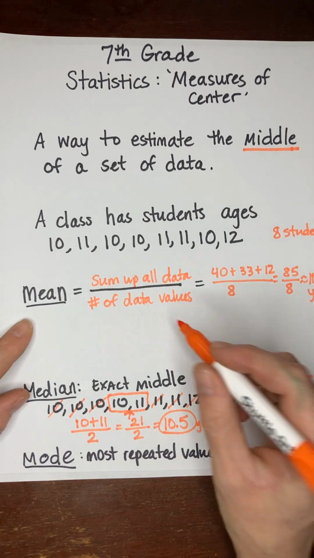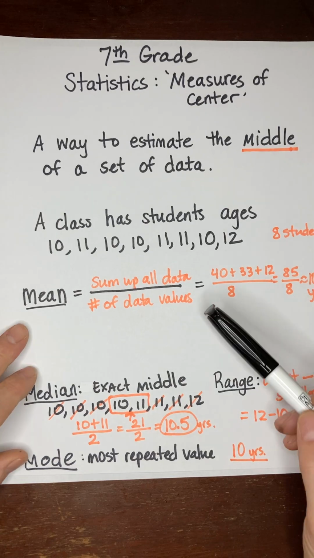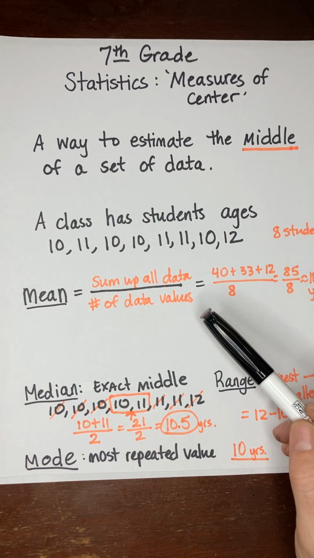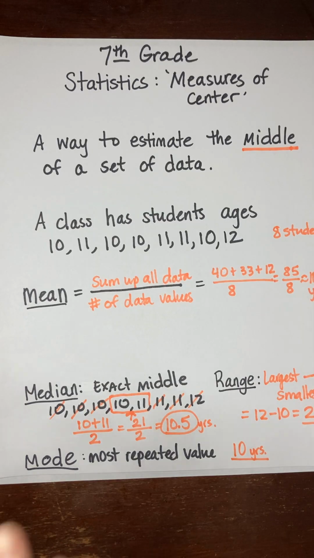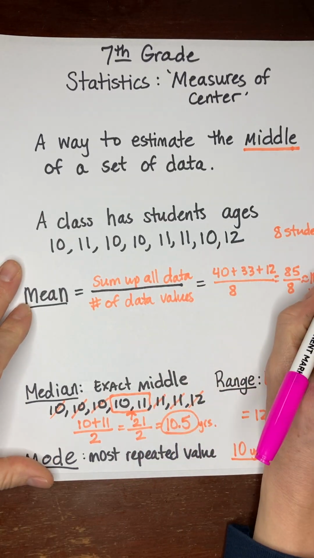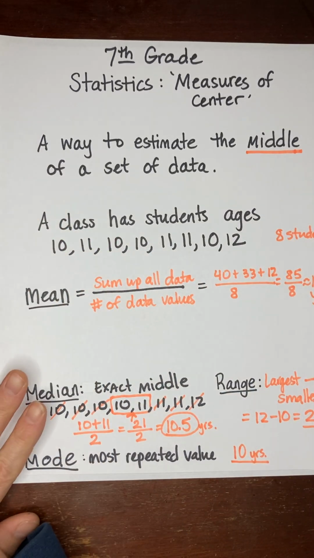Now I want to look back here at the mean because there's something interesting about the mean. It is very affected by something that we call outliers. An outlier is a value that's really high above the regular range, or it's really far below the regular range.